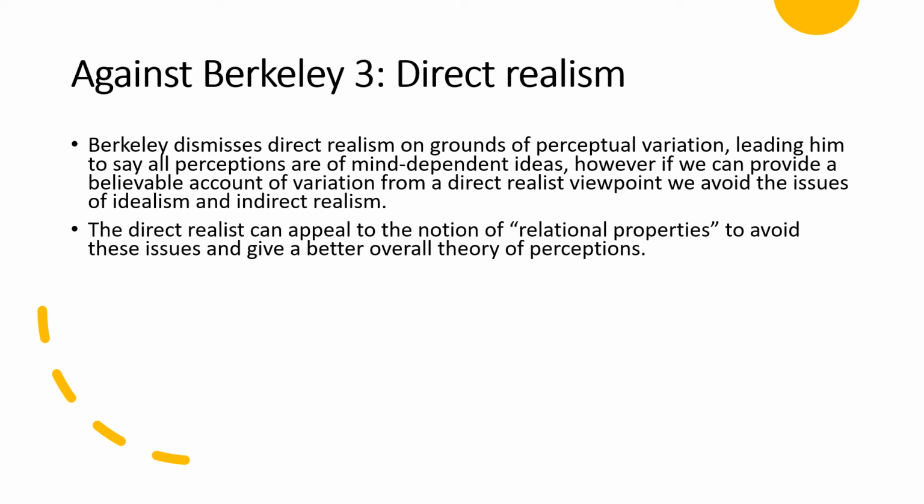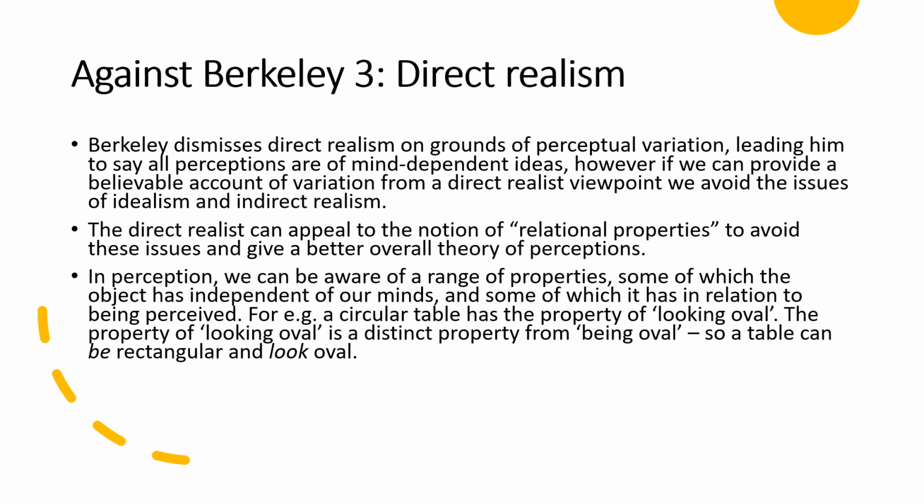Well, go back to the start and think about what we talked about with relational properties. So the direct realist can appeal to the notion of relational properties to avoid these issues and give a better overall theory of our perceptions. So how does this work? Well, in perceptions, we can be aware of a range of properties, as we saw, some of which the object has independent of our minds, and some of which it has in relation to being perceived.